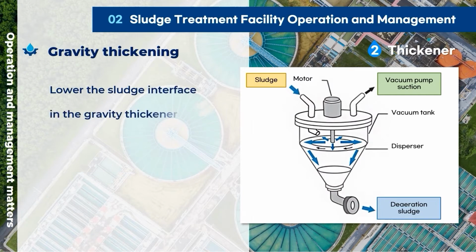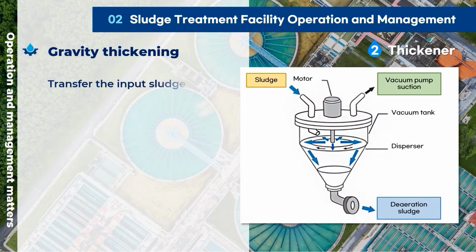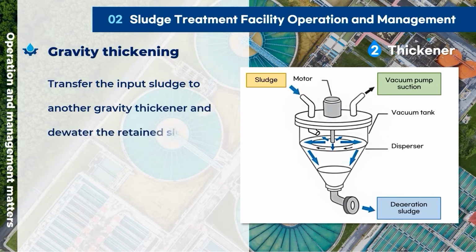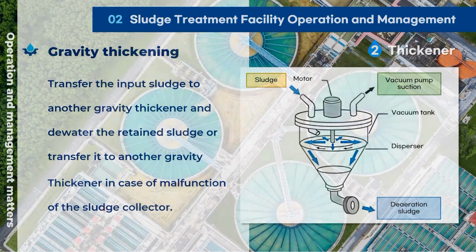During rainy weather, when sludge flow is expected to rise, the sludge-liquid interface in a gravity concentration basin should be lowered. And if the arm sludge collector malfunctions, inflow sludge should be conveyed to a different gravity concentration basin, and sludge in transit should be sent to a dehydrator or another gravity concentration basin.